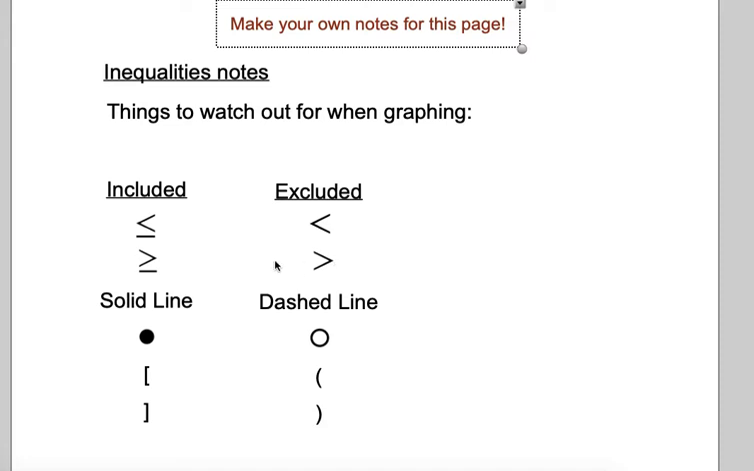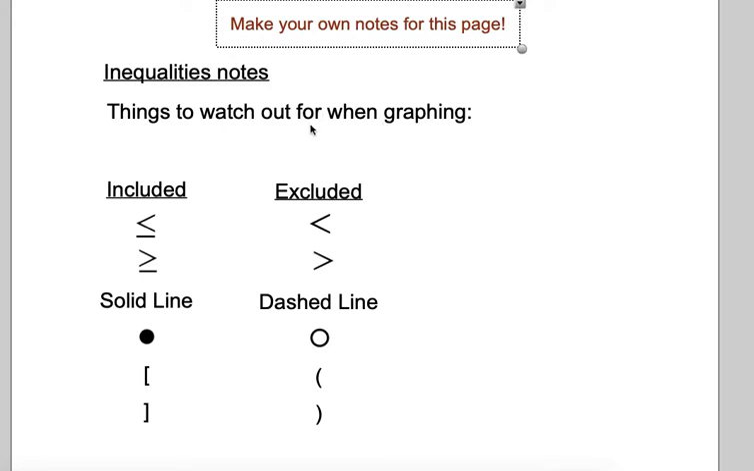Hello everybody. So this is going to be our first video on graphing linear inequalities. This is not in the note packet, but you can go to page 15, which has the four graphs on that page, and then you can write this down below.